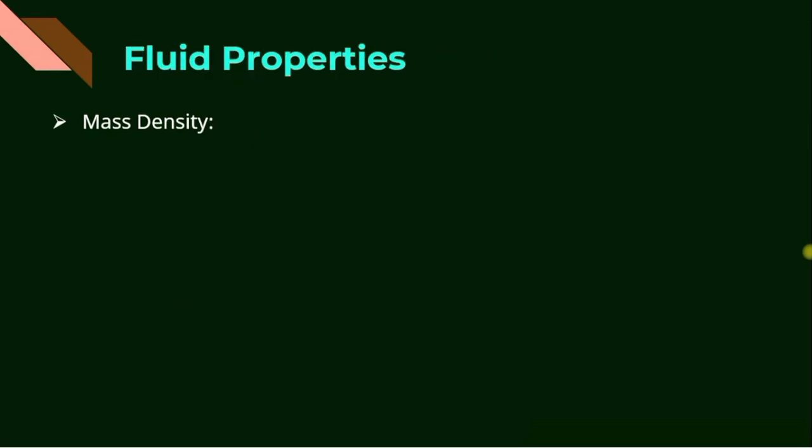Mass density or density is how much mass is packed into a given volume of substance. You can think about its heaviness. Different fluids have different densities. For example, air is much lighter than water. Mathematically, we can define the mass density as rho is equal to mass m divided by volume V. So it is the ratio of mass and volume. The unit of mass is kg and the unit of volume is cubic meter. Therefore, in SI units, it is expressed in kg per cubic meter.